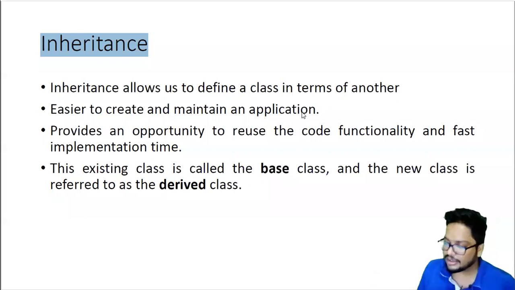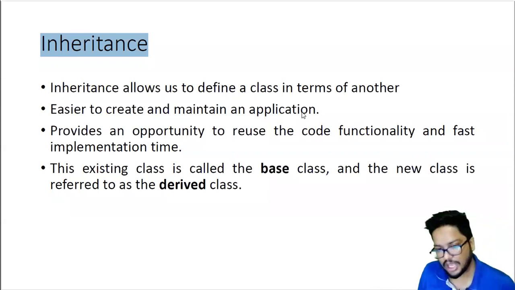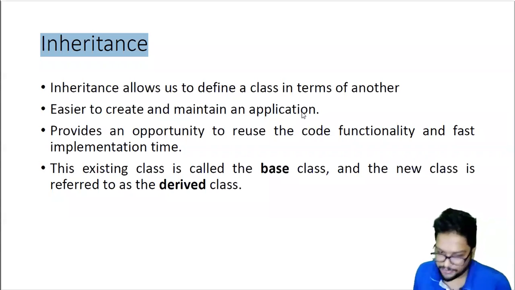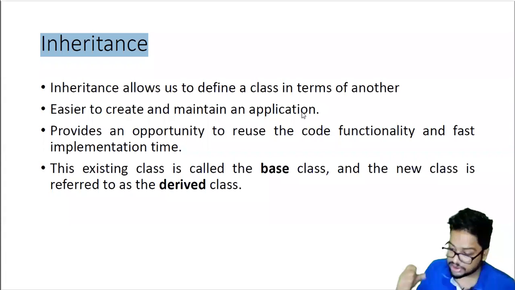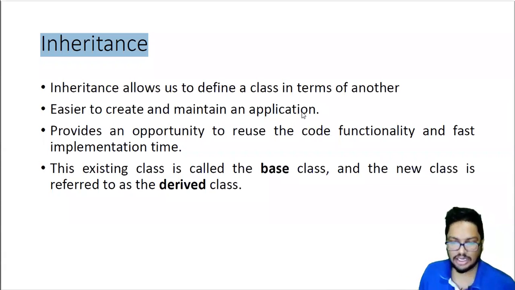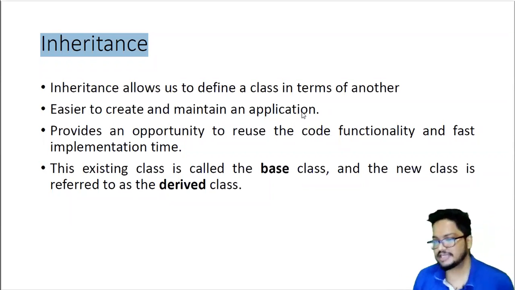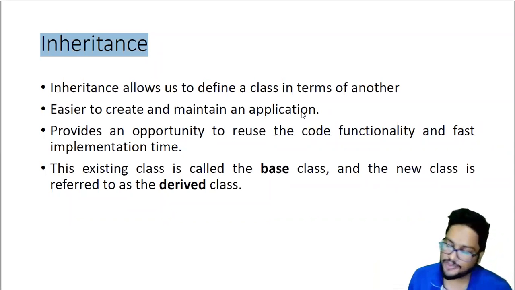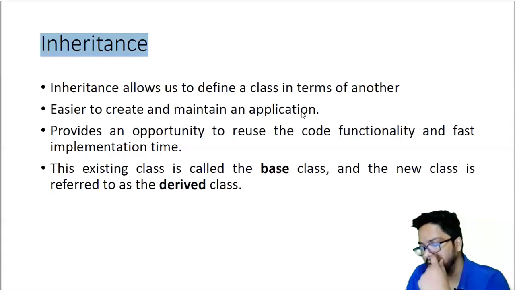The newly created class is called the derived class or the child class, or the inherited class. The already existing class we call the base class or parent class. The new class created by looking at the base class is called the derived class or child class, right?